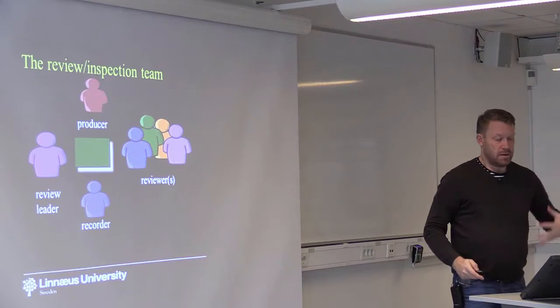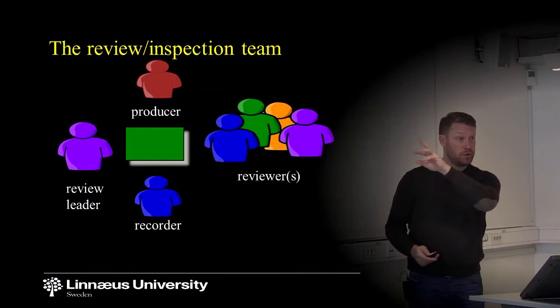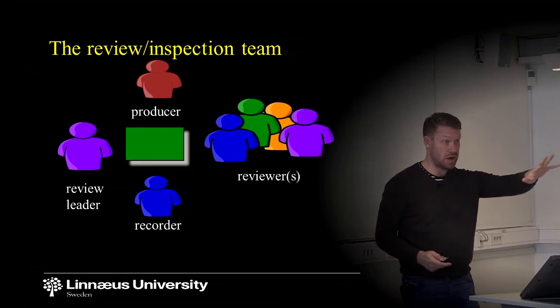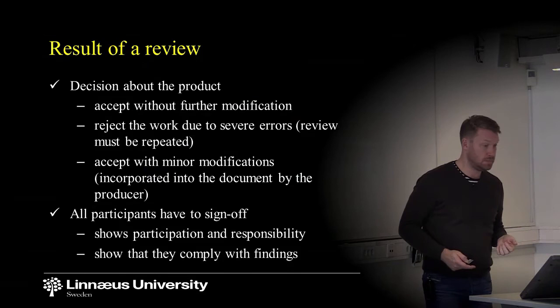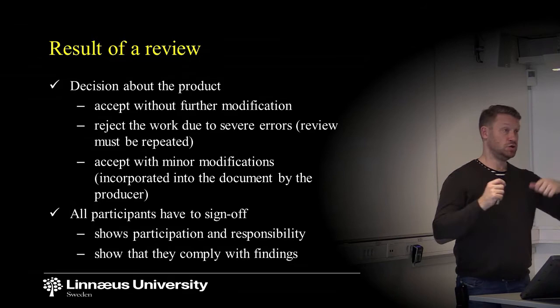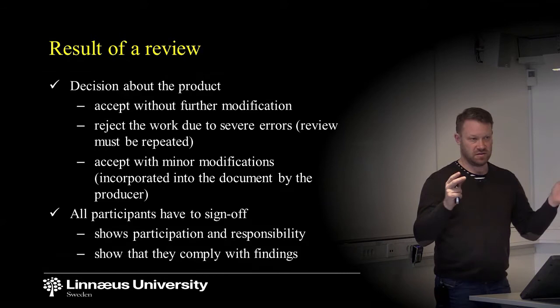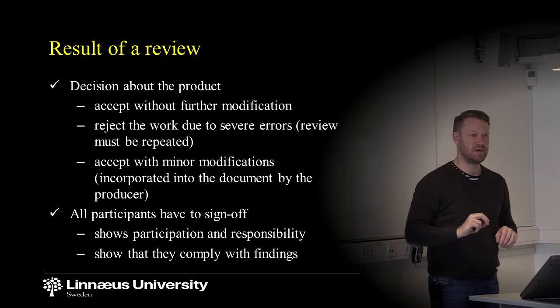There's a team. You have a review leader, and the producer is the one who produced the artifact you currently review, like the code, the class, or whatever it is. Someone taking notes, and then you have a bunch of reviewers. The result is a decision for the product. Is it okay? Should it be reworked? Or should it be just fixed? It's okay if you fix this. Then all participants sign off and say, okay, we agree to this.